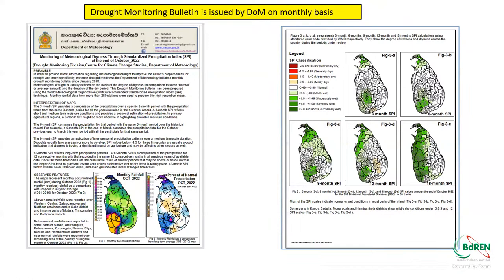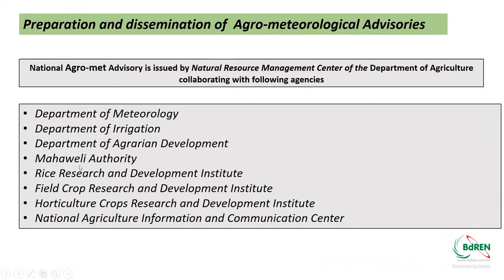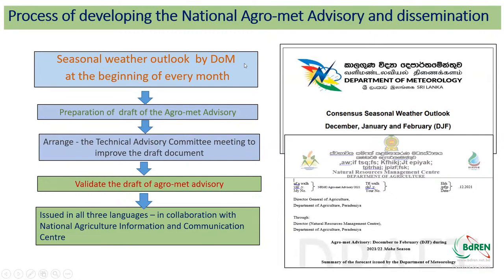For the preparation of agromet advisories, the national agromet advisory is used by the Agriculture Department in the Natural Resource Management Center, collaborating with the following agencies: Department of Meteorology, Department of Irrigation, Department of Agrarian Development, Mahaweli Authority, Rice Research and Development, Field Crop Research and Development Institute, Horticulture Crops Research and Development Institute, and National Agriculture Information and Communication Center. At the beginning of the month, we all get together in a meeting. We discuss the seasonal weather outlook.